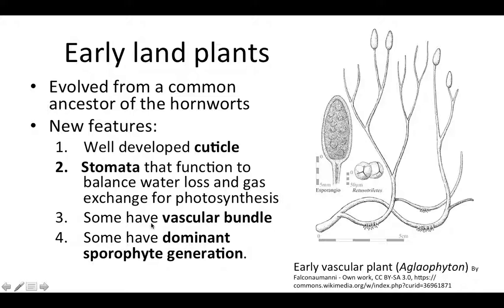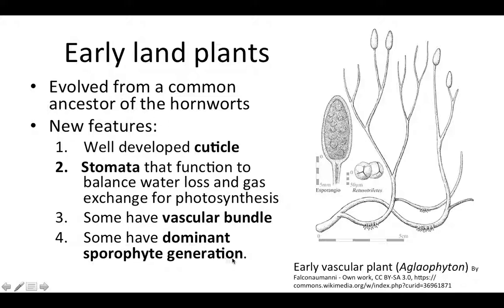Next, some of the early land plants have true vasculature. Some of them don't. They've got something that approaches it but isn't quite there. But some of them really are now able to move water as well as to move nutrients through specialized cells. This is going to allow the plants to get larger.